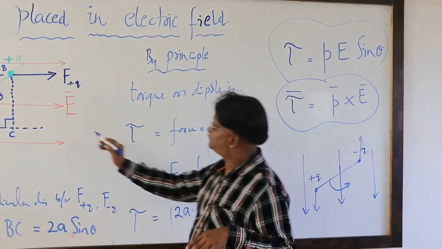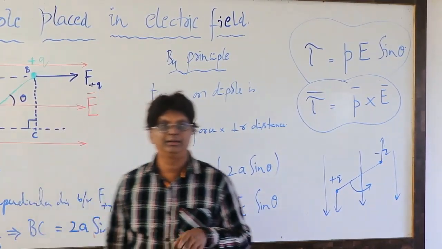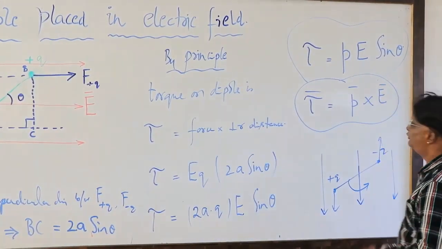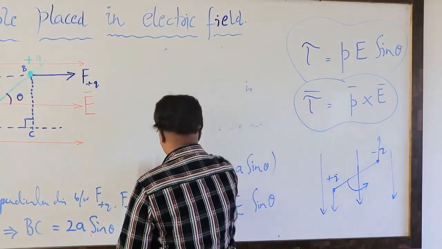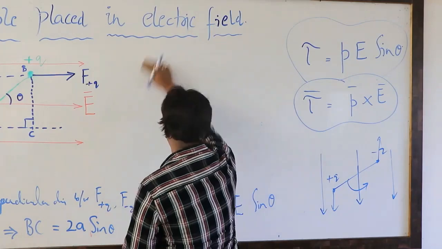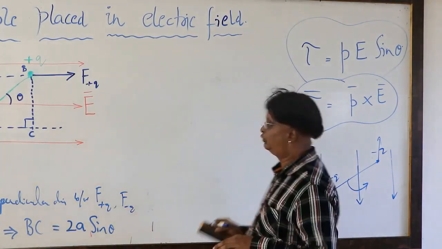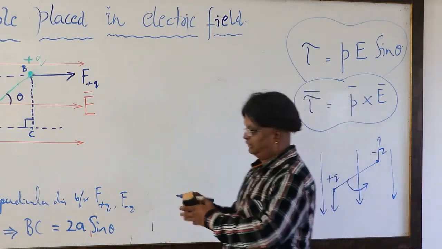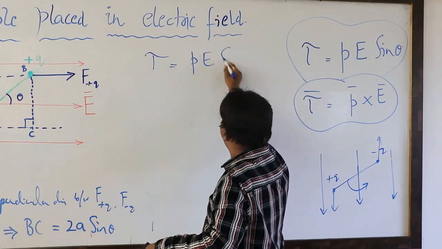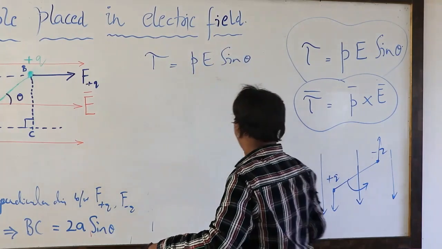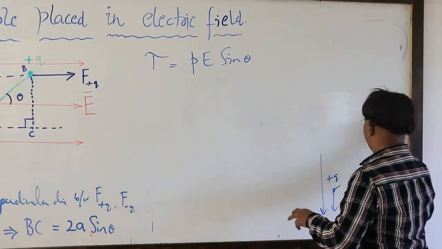Again, come back to this point. What is theta? Theta is the angle between P bar and E bar, the dipole moment vector and the field vector. That is the angle. Now we will discuss some interesting cases. What is that interesting case? Tau is P sine theta in the scalar form I have taken. For a few special angles, I will discuss the torque.